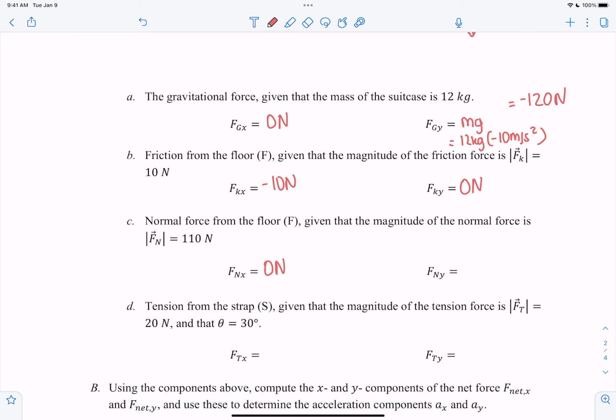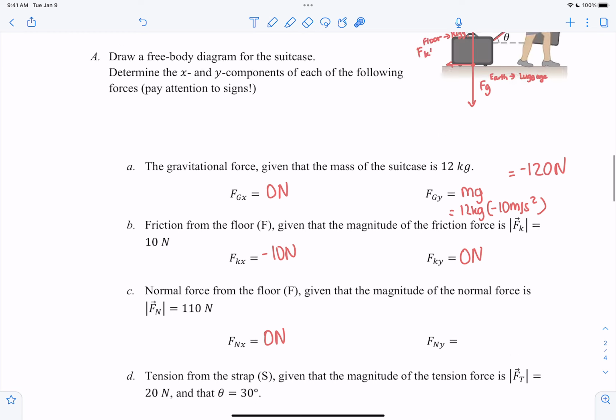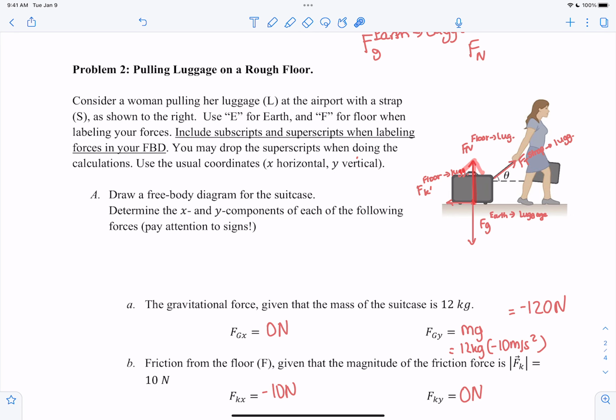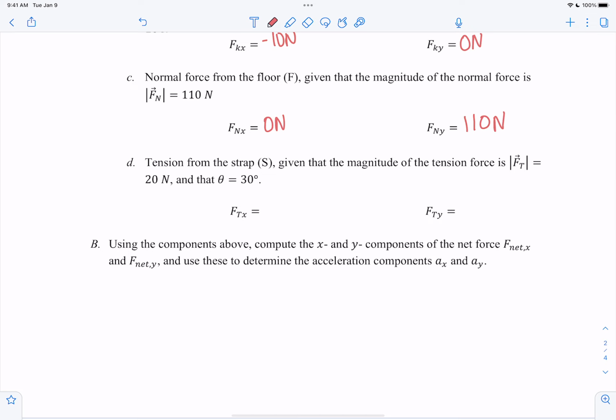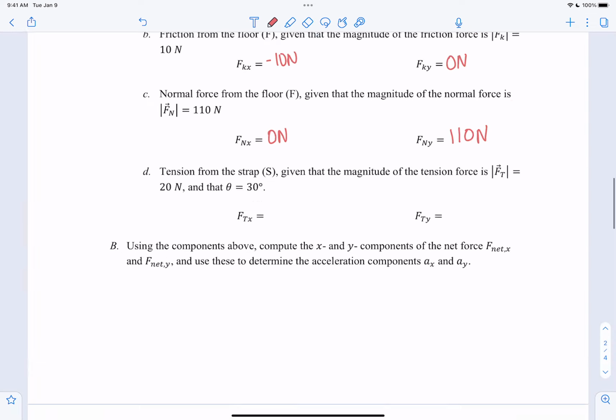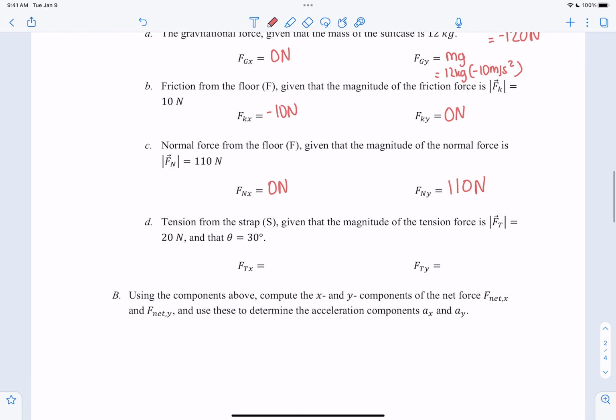Good, cool, all right. For Fny, 110 newtons, since Fn is already pointing in the positive y direction, it's positive, right? So we just leave it as 110 newtons there. Sound good for part C? Cool.